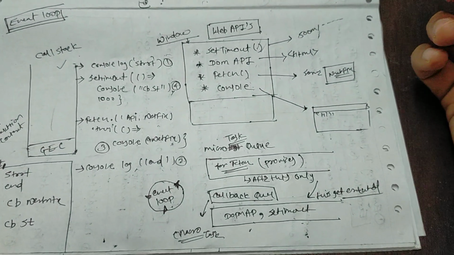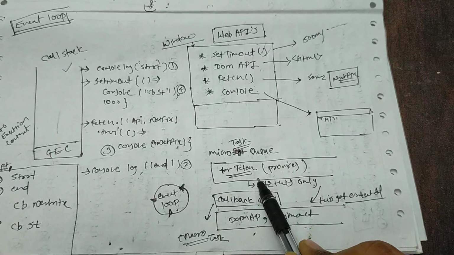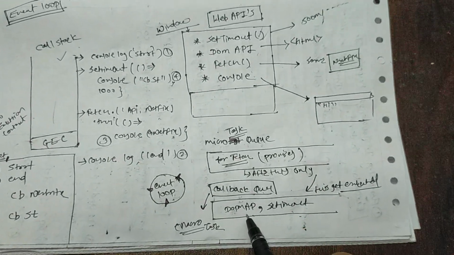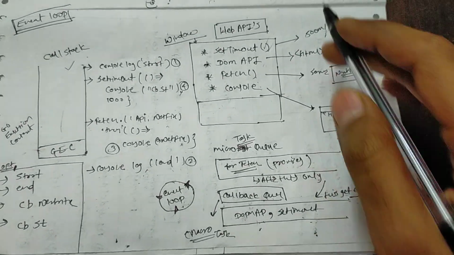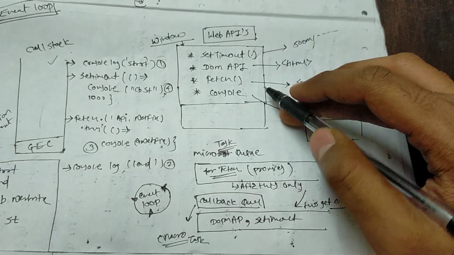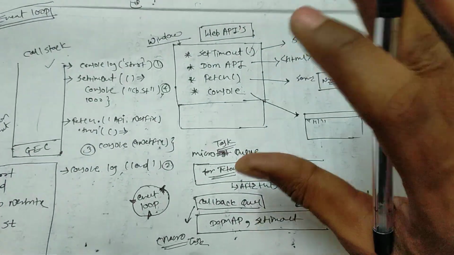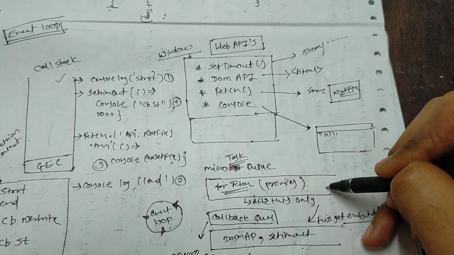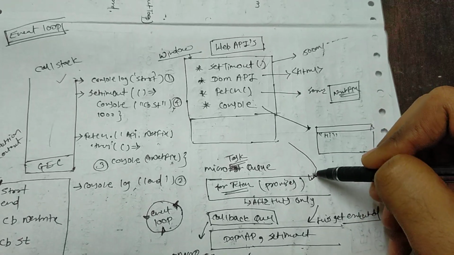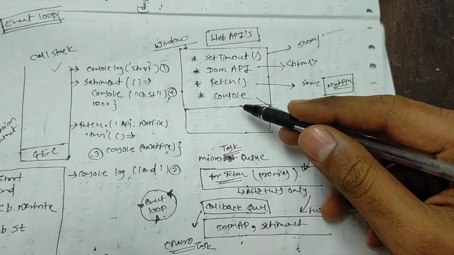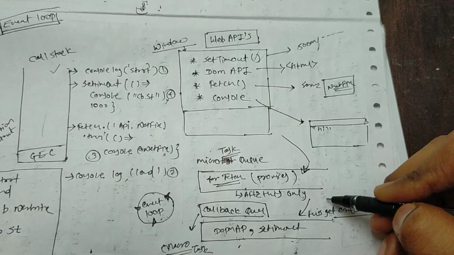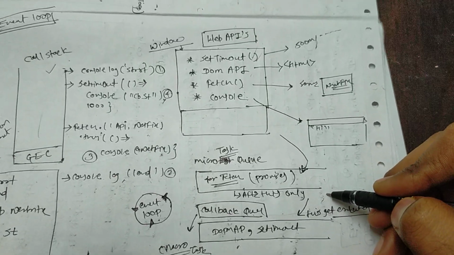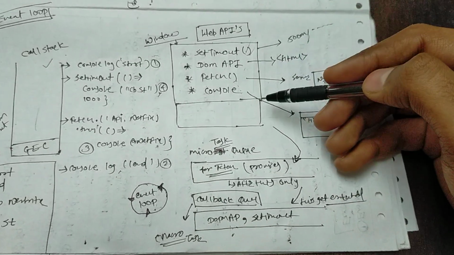So you have something called a microtask queue, and you have one callback queue. All the APIs that work on promises will go to the microtask queue, and other than that, things will go to the callback queue. I'm talking about these things.